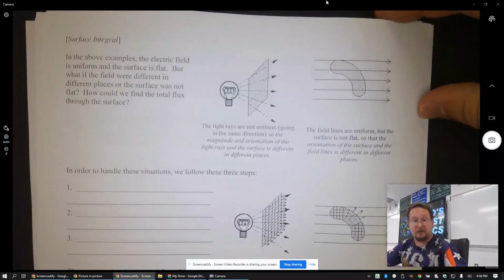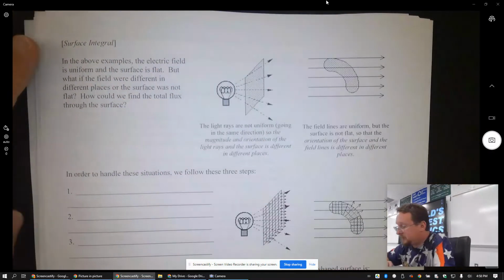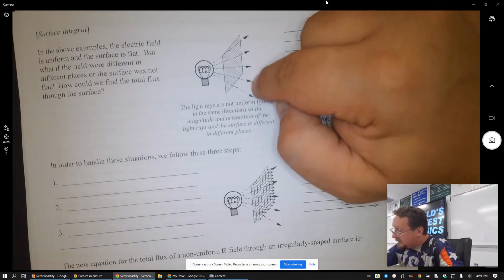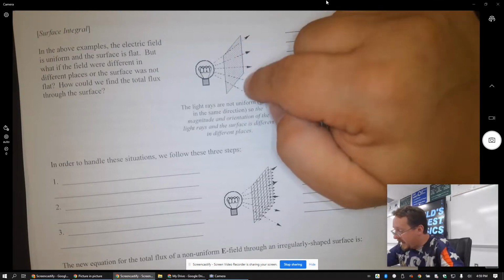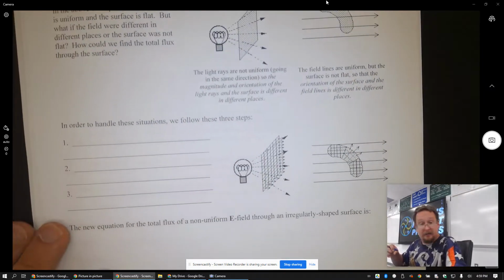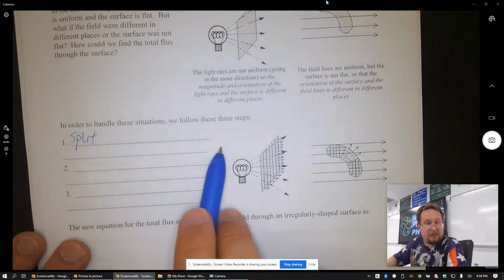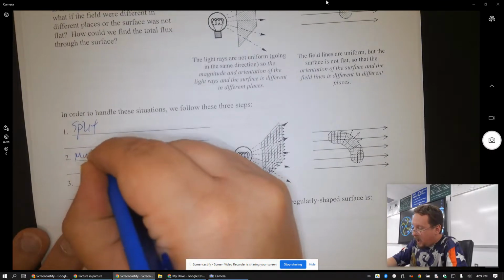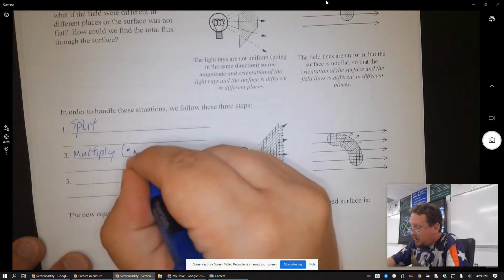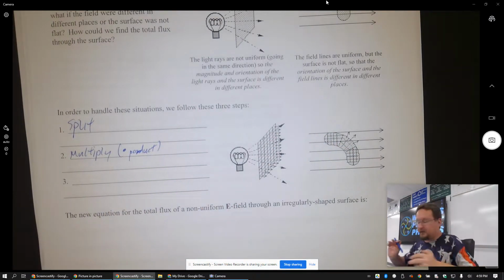But first, I want to motivate students on why flux could ever be an integral, right? Why could flux be an integral? Well, what if the vectors that are flowing through are different magnitudes at each point, or different angles, or what if the surface itself is all wonky, right? Every time I take an integral, I always say we're going to split something up. So we're going to split the surface into tiny pieces. They would write here, split the surface into tiny pieces, dA. We're going to multiply each dA by the electric field. Really, it's a dot product. Each piece by the electric field, or whatever field vector it is.